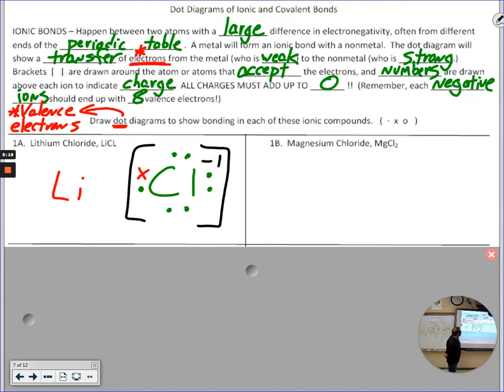Lithium, on the other hand, because he got rid of that negative electron, he also has a charge. What is his charge? Positive. Positive one. And if I look at both charges, what do they add up to? 0. They add up to 0, and my nonmetal ion has how many electrons around it now? 8. So I did it right. Now you can draw it.